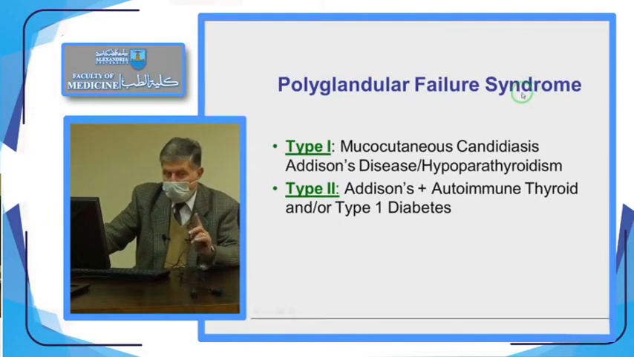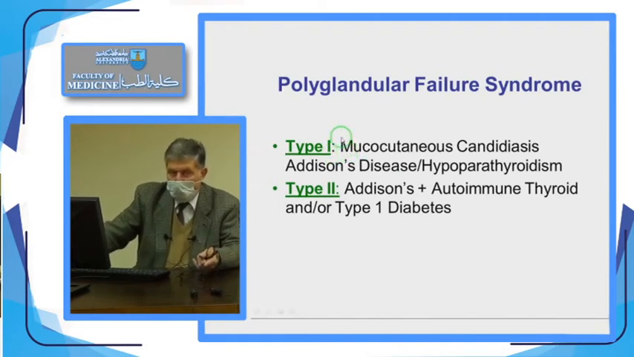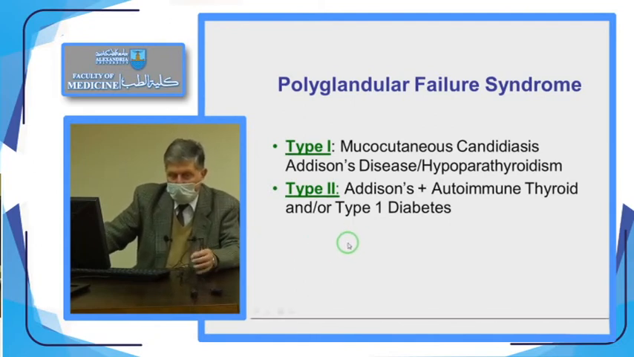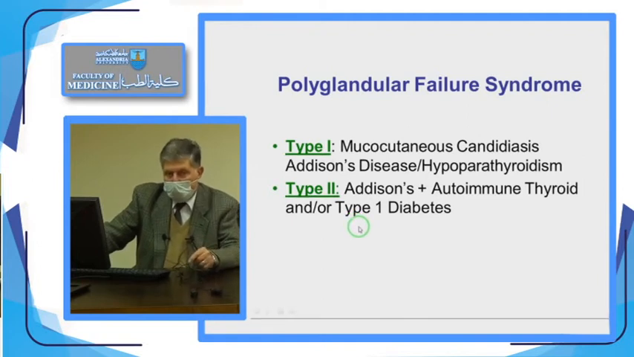Don't mix it with multiple endocrine neoplasia. Multiple endocrine neoplasia type 1, remember, pituitary tumor, parathyroid tumors, and endocrine pancreatic tumor. Type 2 multiple endocrine neoplasia, you got again parathyroid adenoma, medullary carcinoma of thyroid, and pheochromocytoma. So don't mix the polyglandular failure syndrome with multiple endocrine neoplasia.